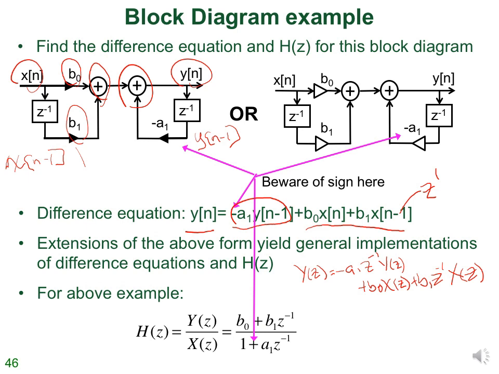and factoring out y of z and x of z, I can solve for the ratio of the output over the input, y of z over x of z, and that's the transfer function of this block. And so if you rearrange that, you get b0 plus b1 z to the minus 1 divided by 1 plus a1 z to the minus 1. And so this is the transfer function for the block above.